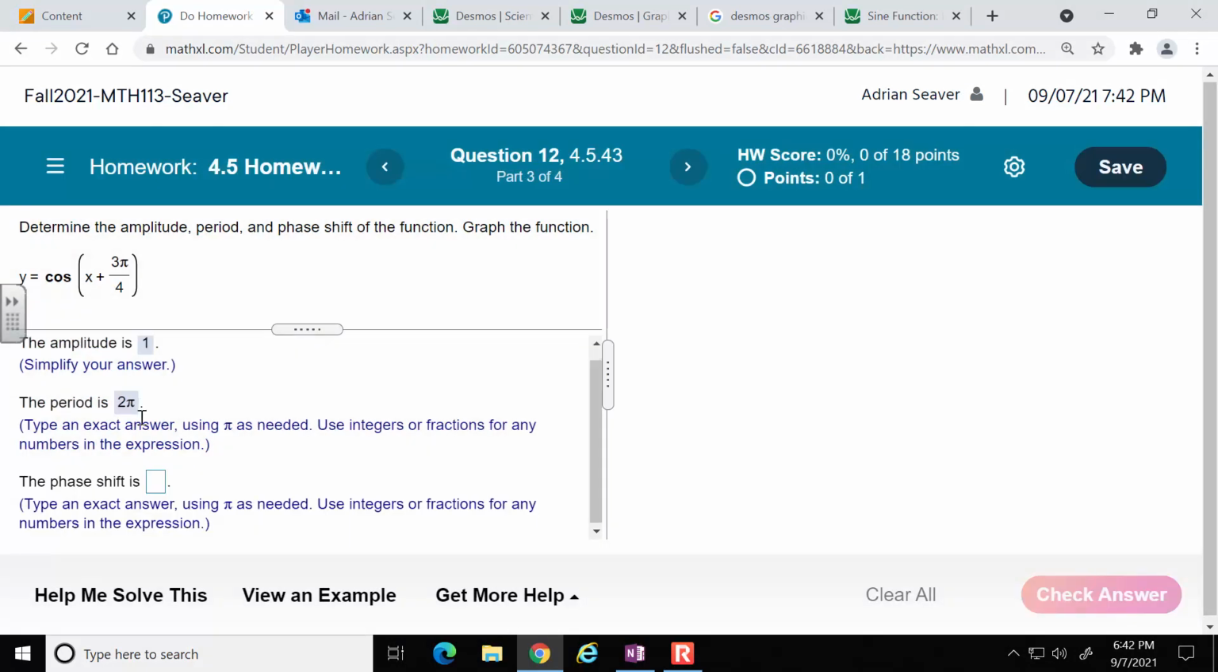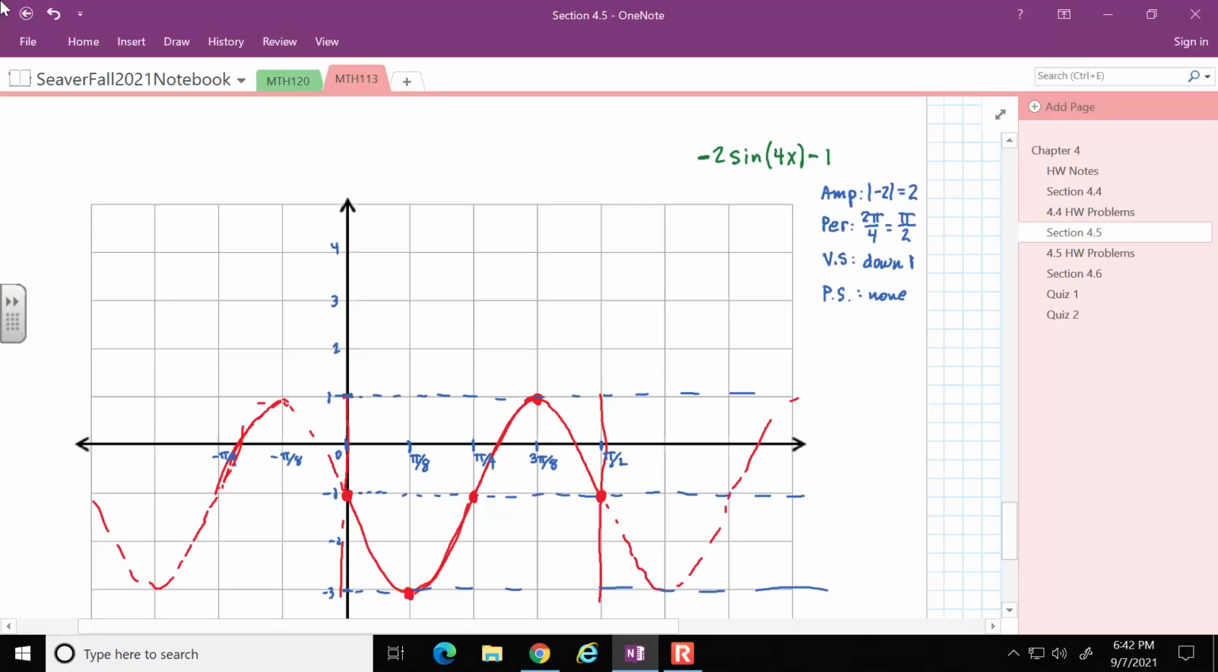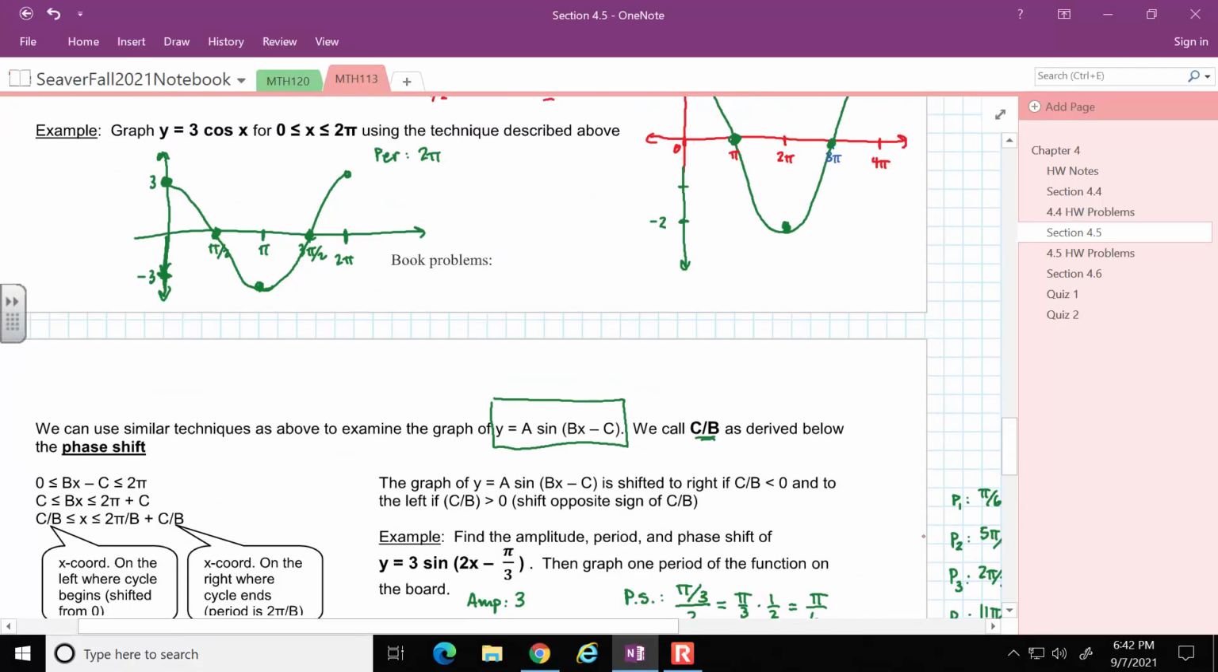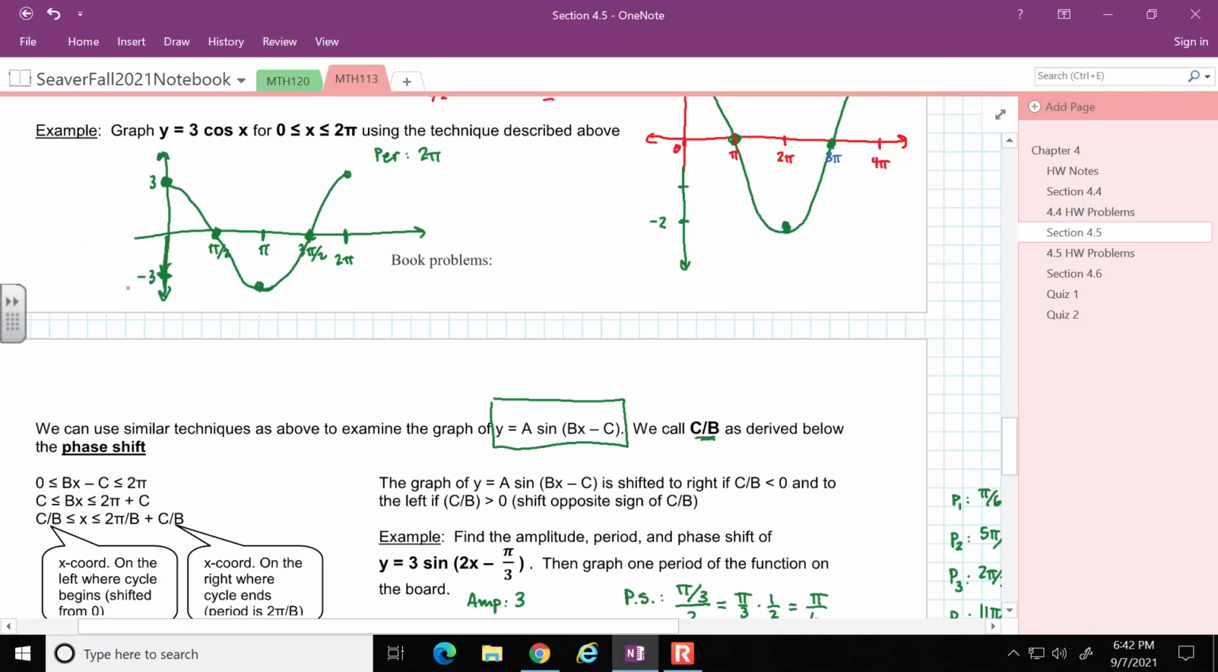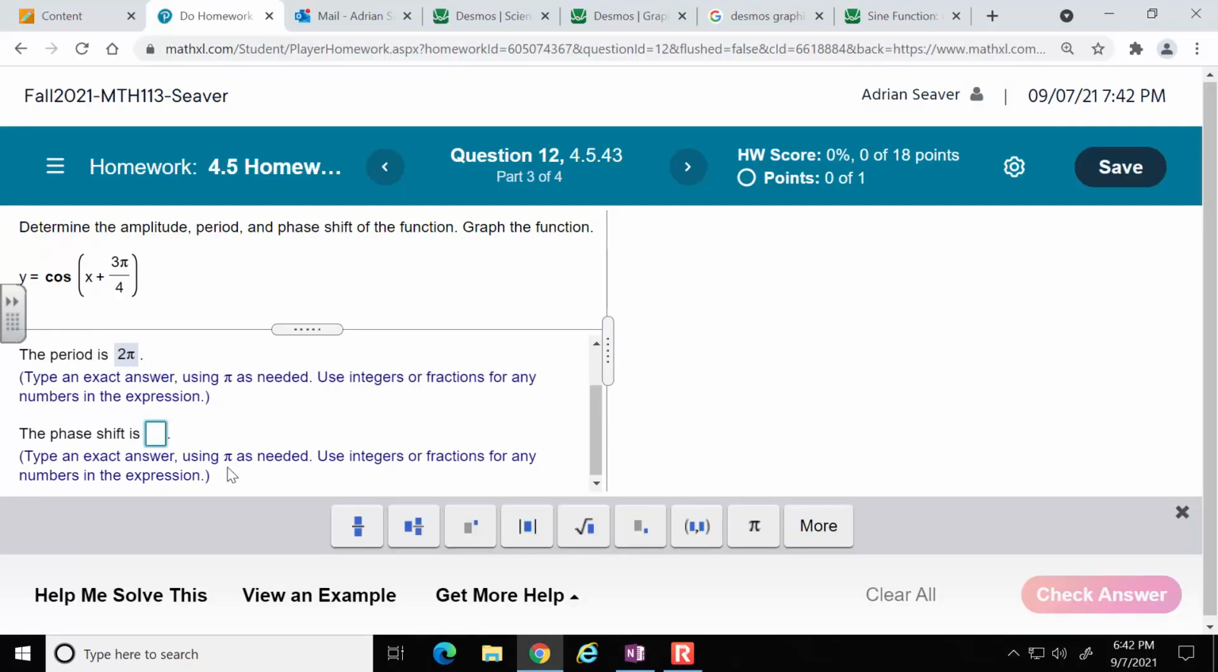All right, the phase shift, again, that is your negative, or well, let's see what it is. It is C over B. So in this case, it's 3 pi over 4 over 1. But again, this is now plus, so that would be negative 3 pi over 4. So it's going to be opposite this. It's going to be negative 3 pi over 4 over 1, so it should just be negative 3 pi over 4.